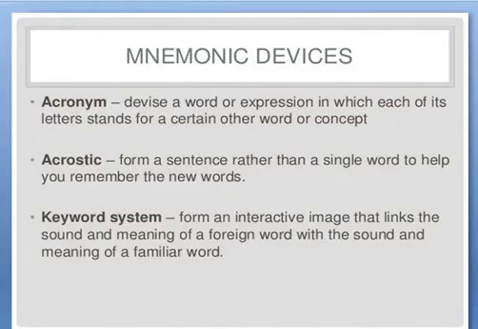Next is, as I already discussed, acronym and acrostic. The first method in mnemonics using images is the keyword method. The keyword method is a form of interactive image that links the sound and meaning of a foreign word with the sound and meaning of a familiar word. Suppose you want to learn words of a foreign language. In the keyword method, an English word that sounds similar to the word of the foreign language is identified, assuming that you know the English language. This English word will function as the keyword.